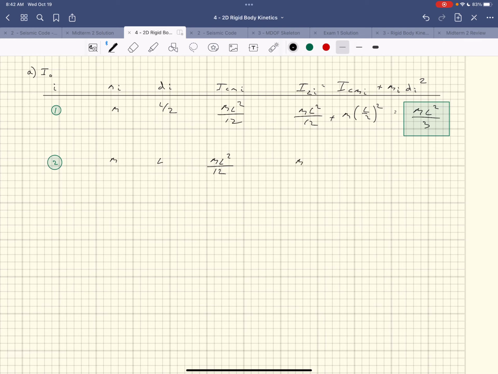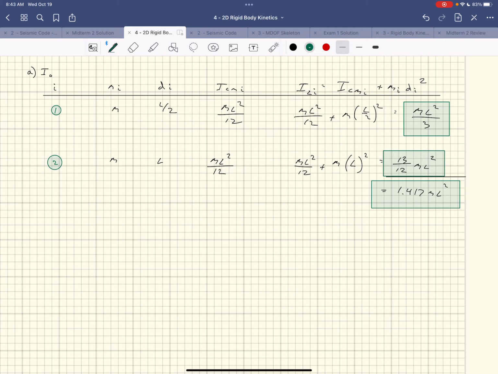So then again, the total here is ML squared all over 12 plus mass times now it's L squared. It's not L over 2 squared, but it's L squared. And if you carry this out, you get 13 twelfths ML squared, which is 1.417 ML squared. That's the real answer there.